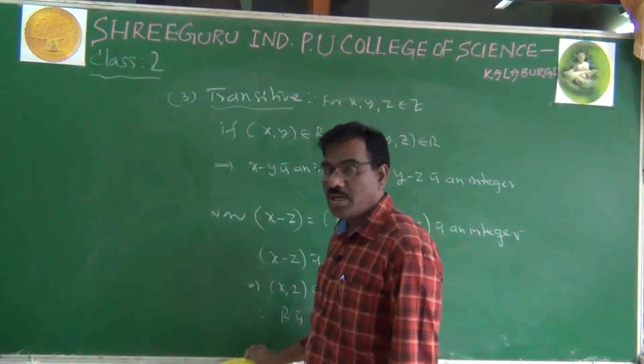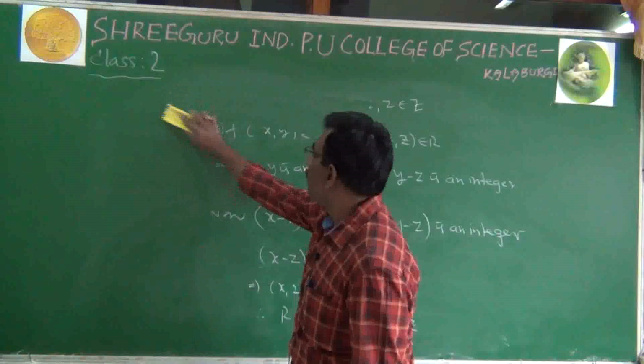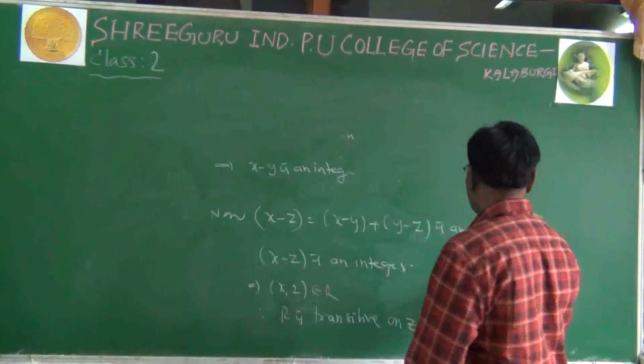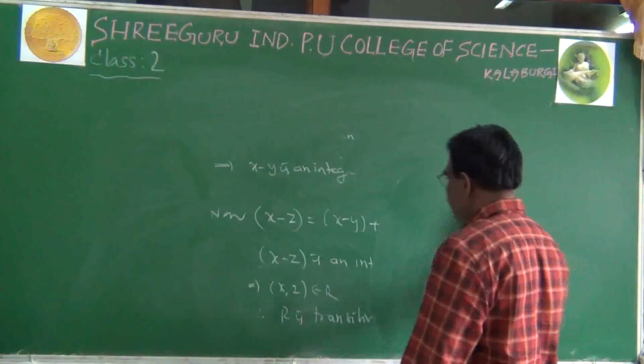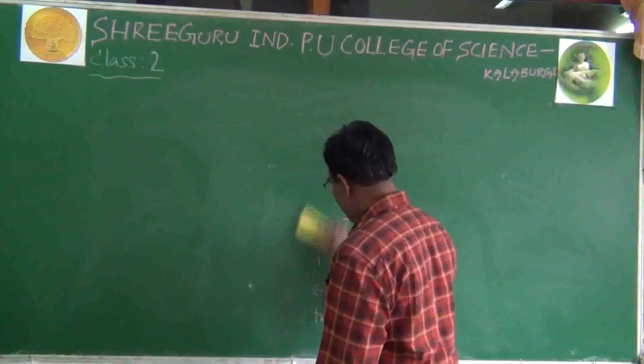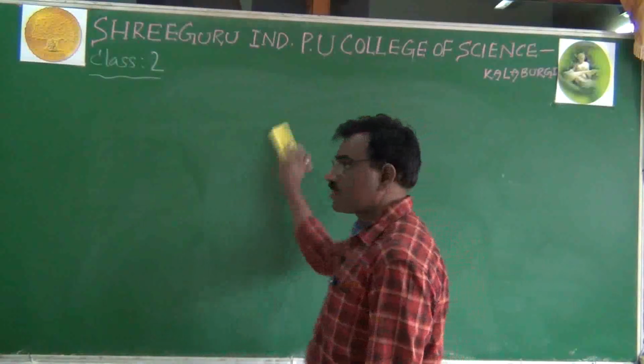But this relation R is an equivalence relation. What is an equivalence relation? It is satisfying reflexive, symmetric, and transitive.